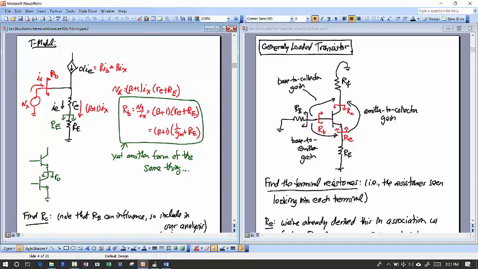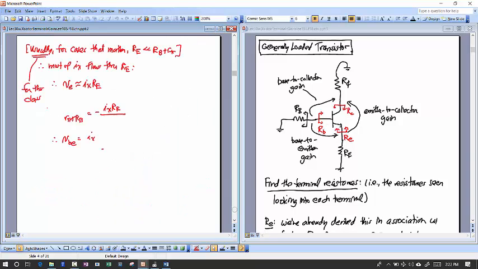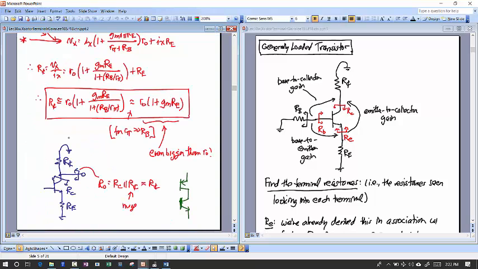We went through that and derived that same equation several different ways: T-model, hybrid pi model, following the currents and that sort of thing. I'll go through your notes to see exactly how we did that. But then we moved on to get the collector resistance, so looking into the collector. And that resistance, we ended up with a pretty complicated equation here. R naught times all of this stuff.